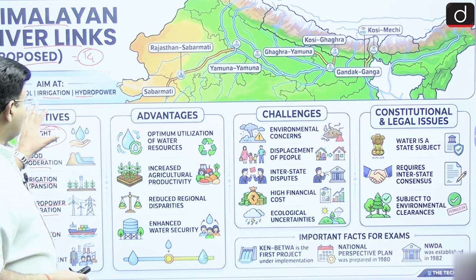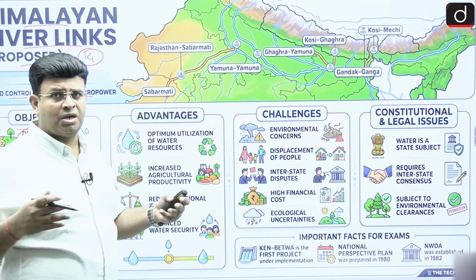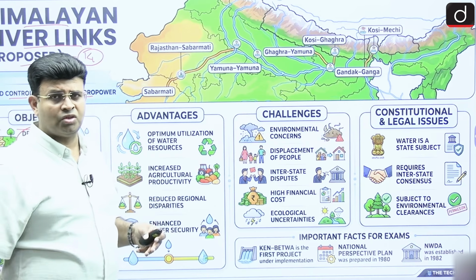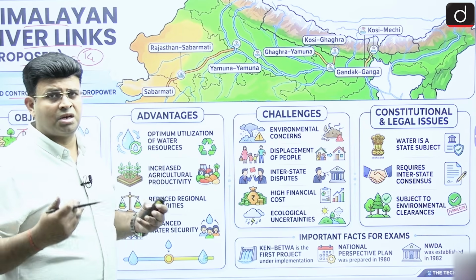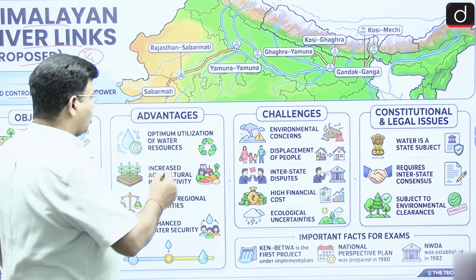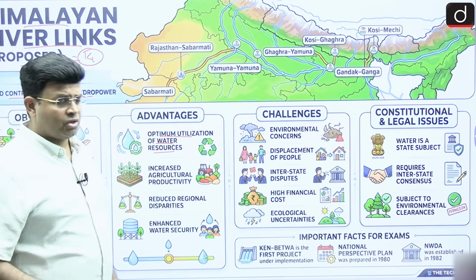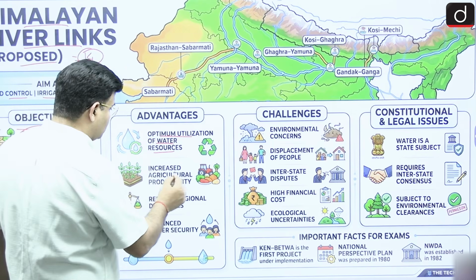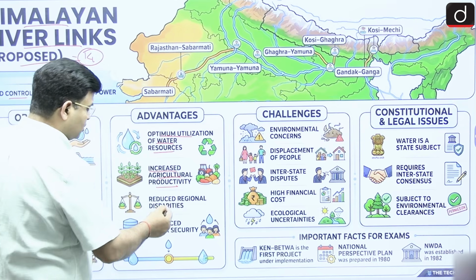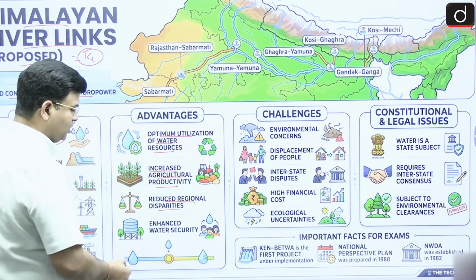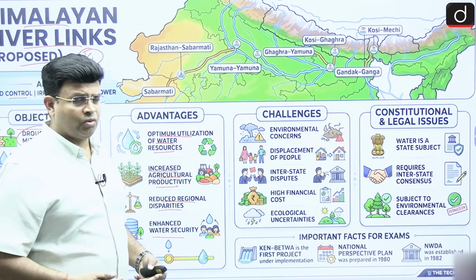Advantages. So these are the objectives, advantages. If our water is wasted in the flood here and there, finally draining into the sea, so if we dam it and channelize it somewhere else, the advantage is water utilization is better. So optimum utilization of water resources, you can say, with the help of the National River Linking Project of Himalayas. Increased agriculture productivity, where the water is going, the agriculture productivity will increase. Reduced regional disparity means balance will be there. Enhanced water security, the more the use of water, the more the water security will be.